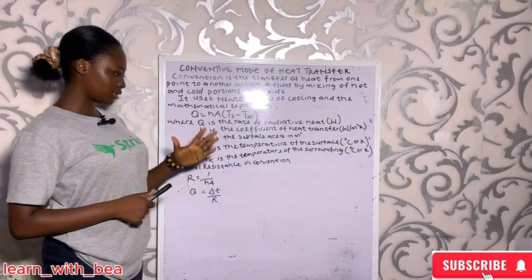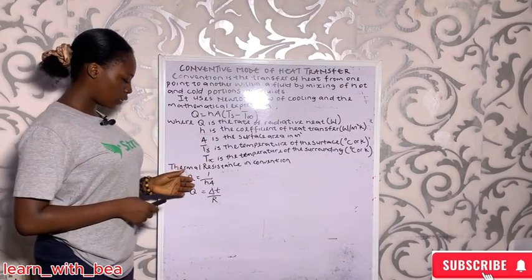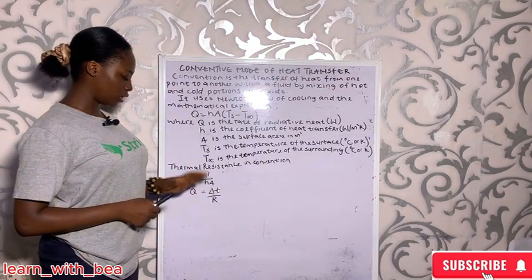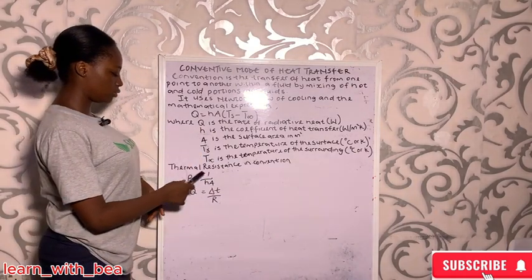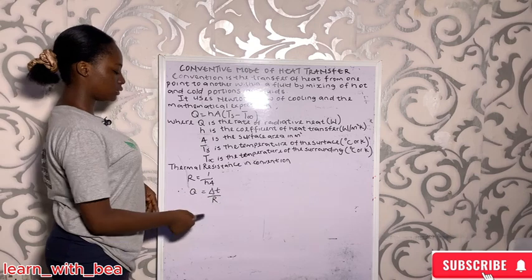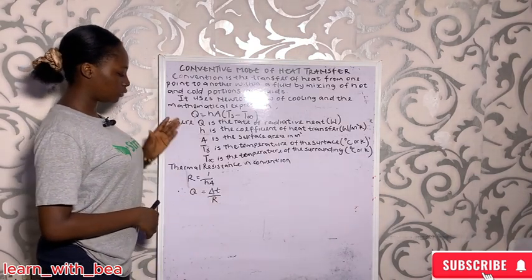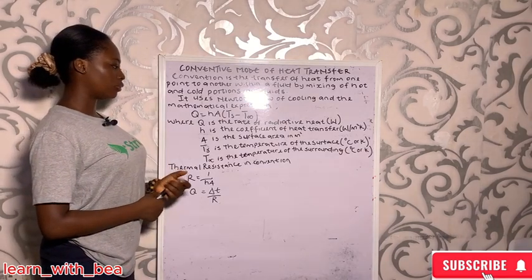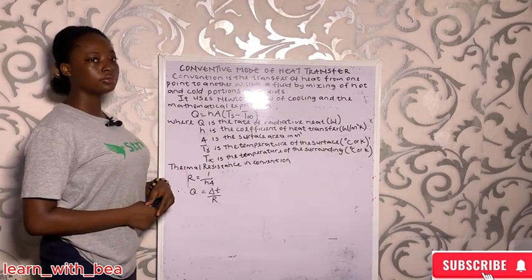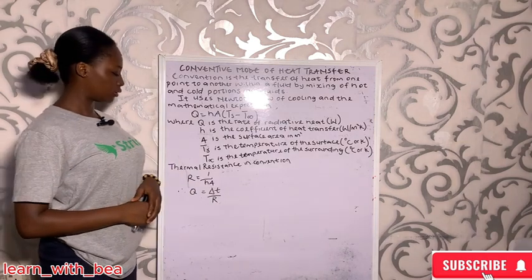Now, thermal resistance in convection is R equals 1 over hA. So therefore, if our R is 1 over hA, then our Q is delta T over R. So these are the basic formulas that I'll be using for convection.